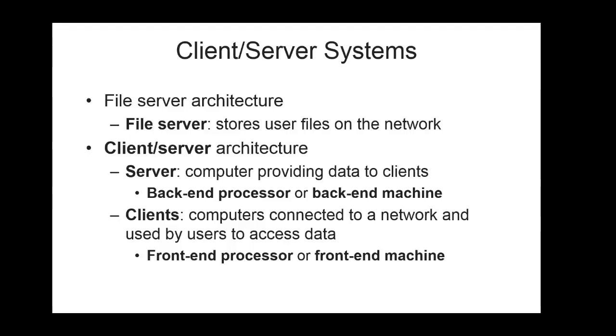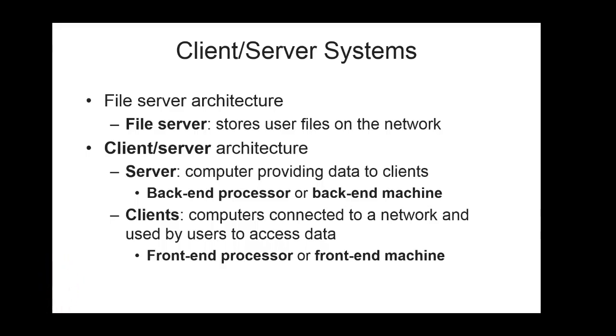Next part, we are going to talk about client-server systems. First, we will talk about file server. File server stores the files required by the users on the network. When users need data from a file or group of files, they can send requests to the file server. The file server then sends the requested file or files to the user's computer. That is, the file server sends the entire file, not just the data needed by the users.